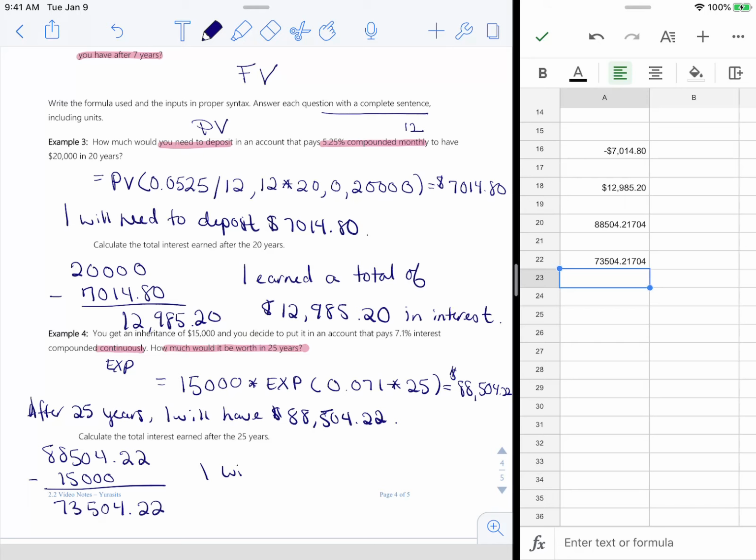So I will have earned $73,504.22 in interest. That is amazing. Just letting it sit there. All right.